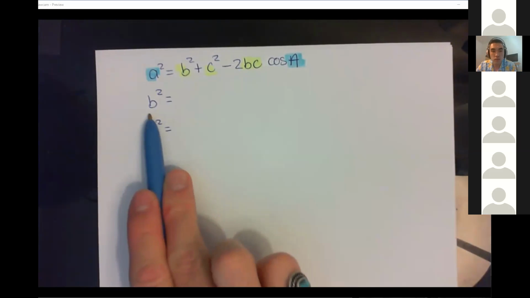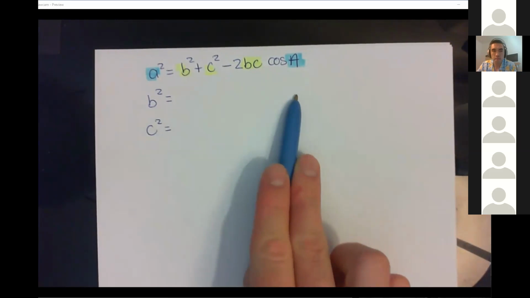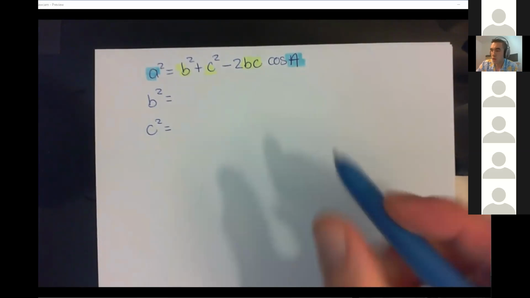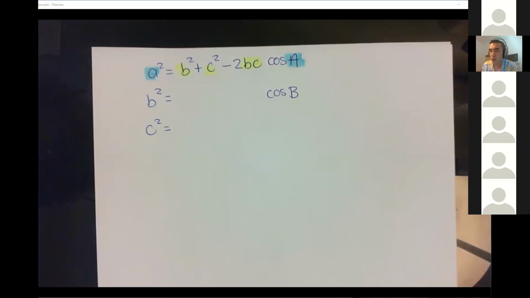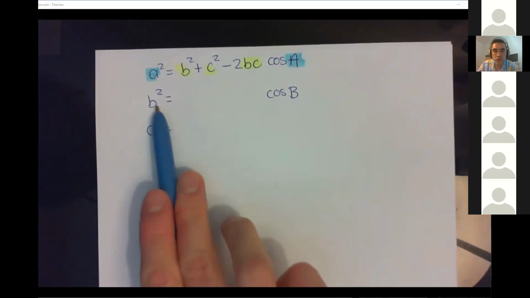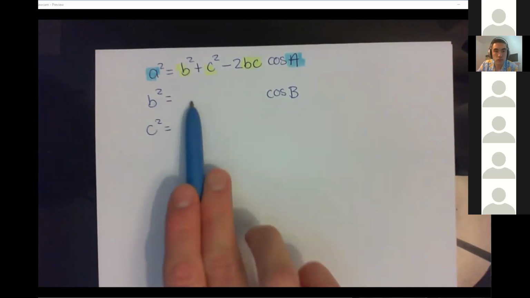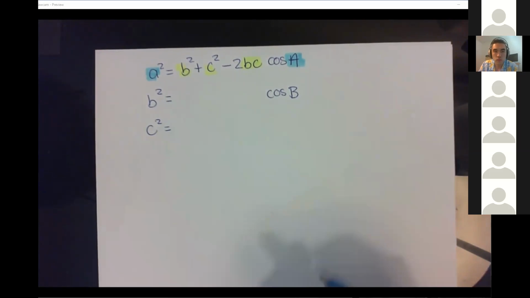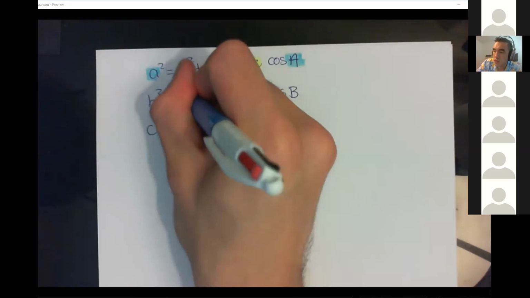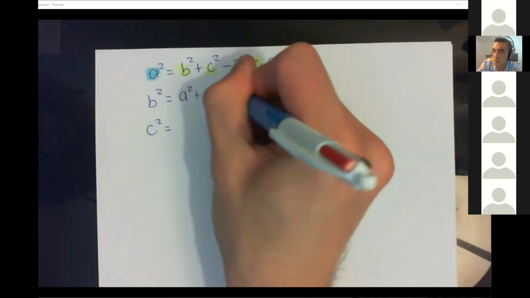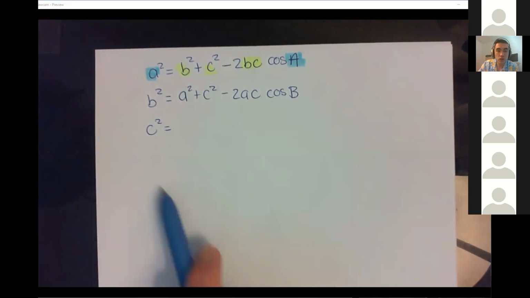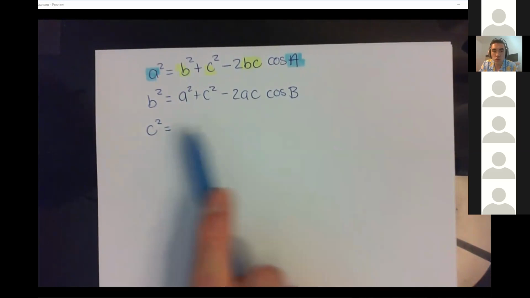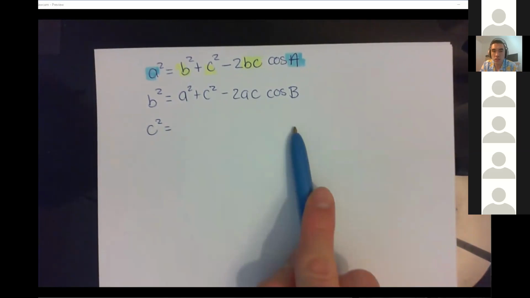So if this is b, what's the angle on the other side? B. So on the right-hand side, this would have to be cosine of angle b. And then in the middle, what are the other two letters? They have to be a and c, so b squared is equal to a squared plus c squared minus 2ac cosine b. And we can also write it in the form c squared. So if this is c, what is the angle on this side?